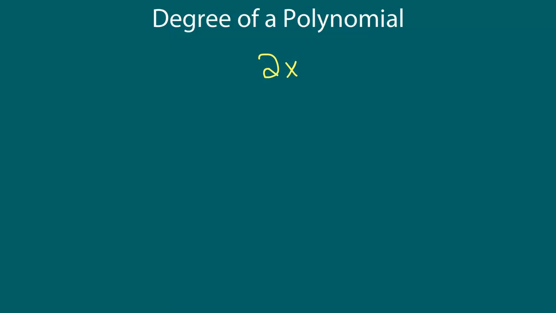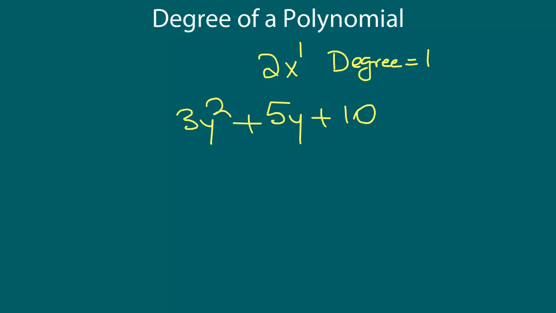So this is a quite straightforward polynomial, 2x. There is only one term, and this is a polynomial in variable x. Here the variable x is raised to power 1. So we say the degree of this particular polynomial is equal to 1. Let's take a look at some more examples.